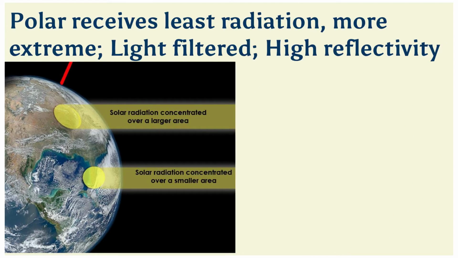And then on the other extreme we have polar zones. In the polar areas, they're going to receive the least amount of radiation, and you're going to have more extreme days and night. Also there, in the polar regions, light's going to be filtered as it's traveling through more atmosphere and at an angle. And you also have a higher reflectivity where the ice caps are actually reflecting more solar radiation back into space.